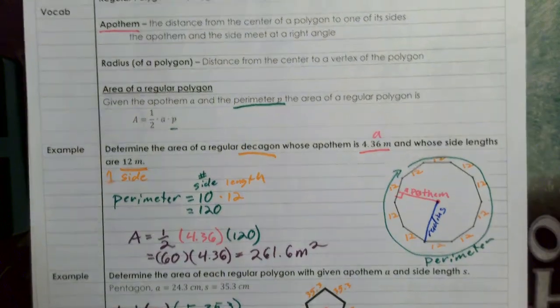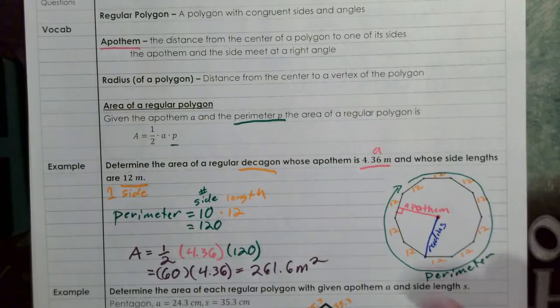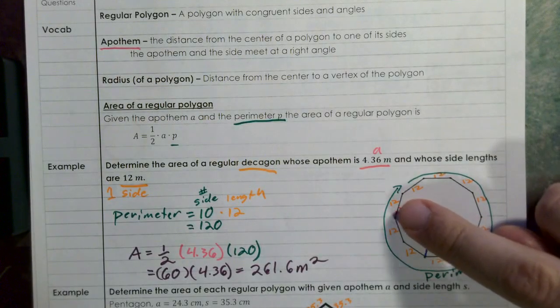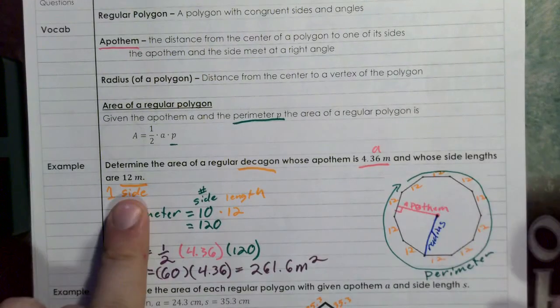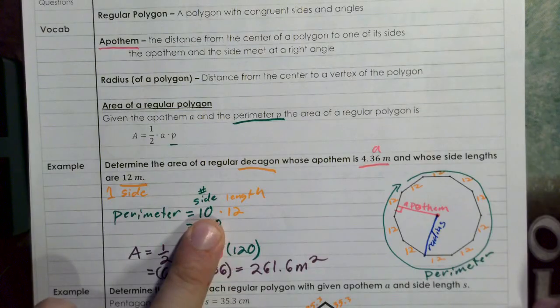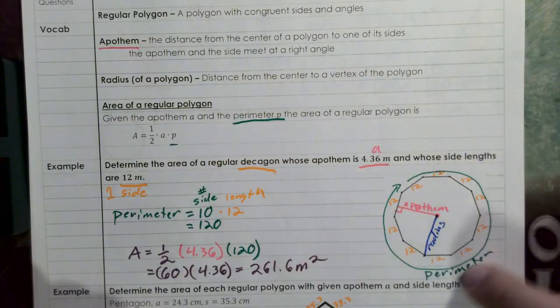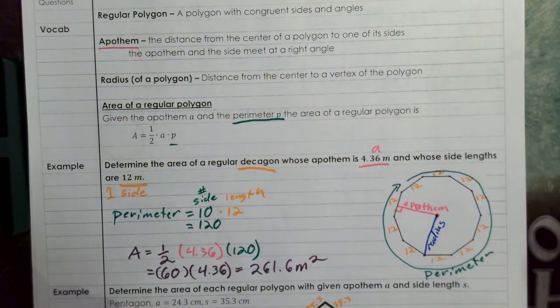That's it for our video on regular polygons. Just keep in mind that apothem goes from the center and then is perpendicular to one of our sides. Don't let them throw you off if they give you just a single side. You've got to multiply that by the number of sides so you can find that p. P is the distance all the way around the polygon.